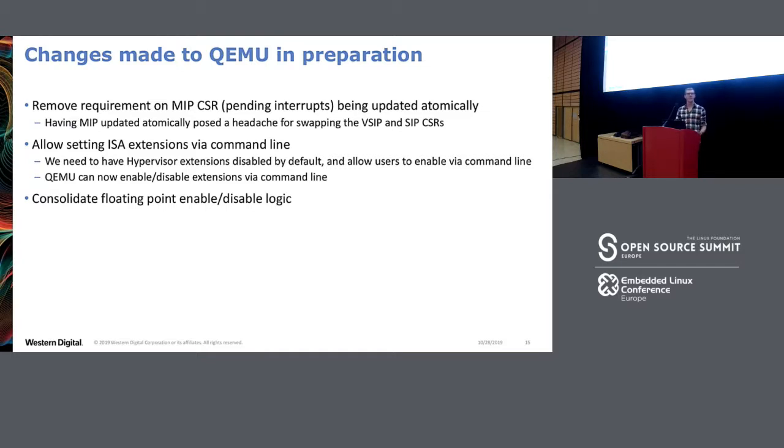We allow some of the ISA extensions via the command line, like I just talked about. That's important, so we could disable it by default. It's also useful for other extensions as they come in. So there's talk about vector extensions now, for example, in QEMU, so this will be useful for those too, because they also draft. And some floating point consolidation to try and simplify that.